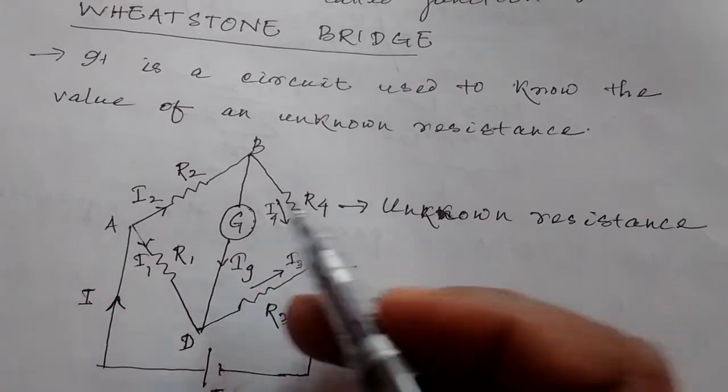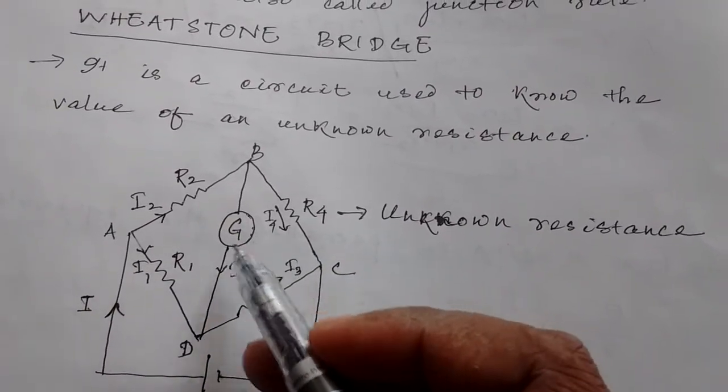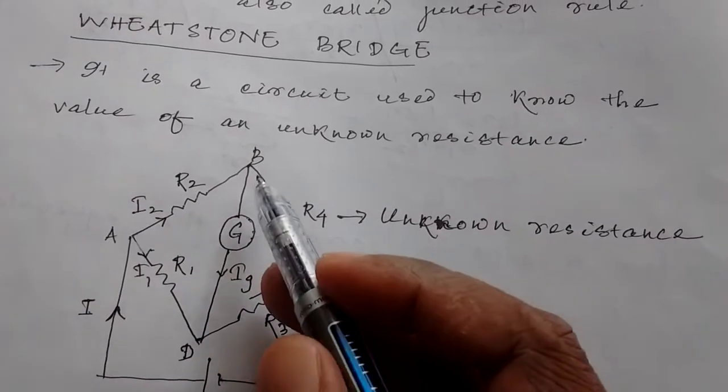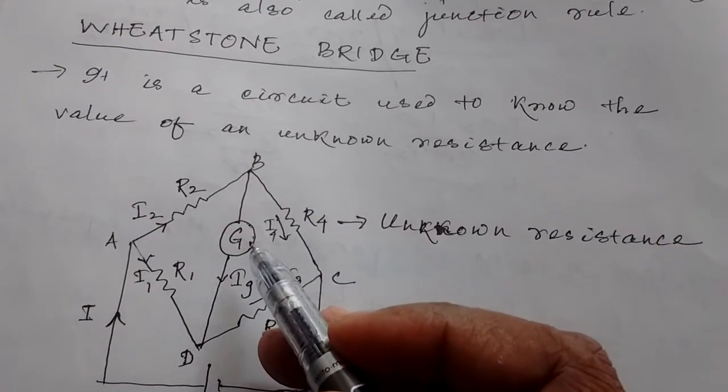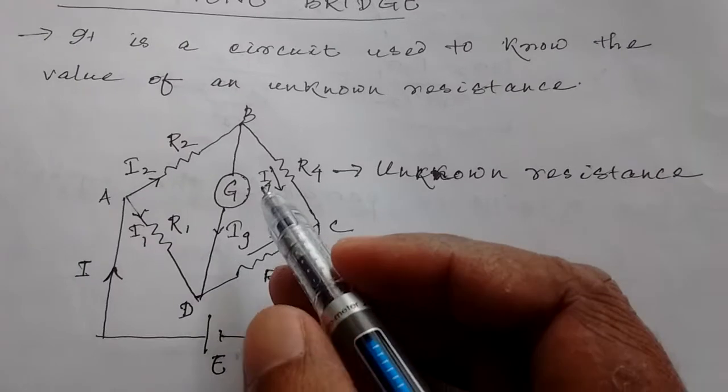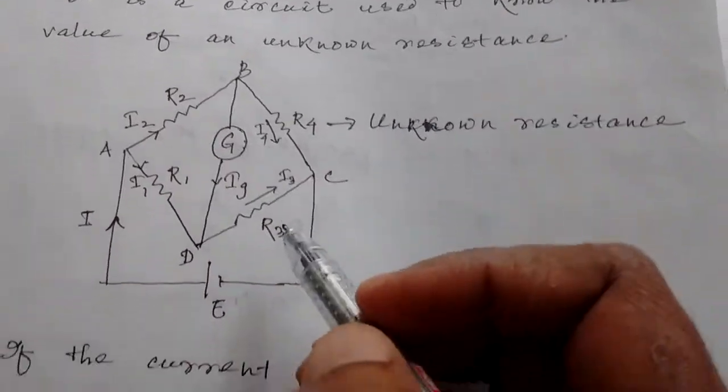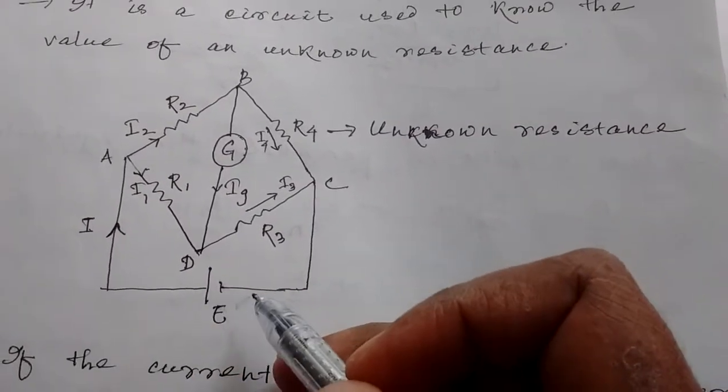The other element is a galvanometer connected across the B and D terminals. Simply it is a galvanometer, and a galvanometer measures the current. Here it is a battery with EMF E.